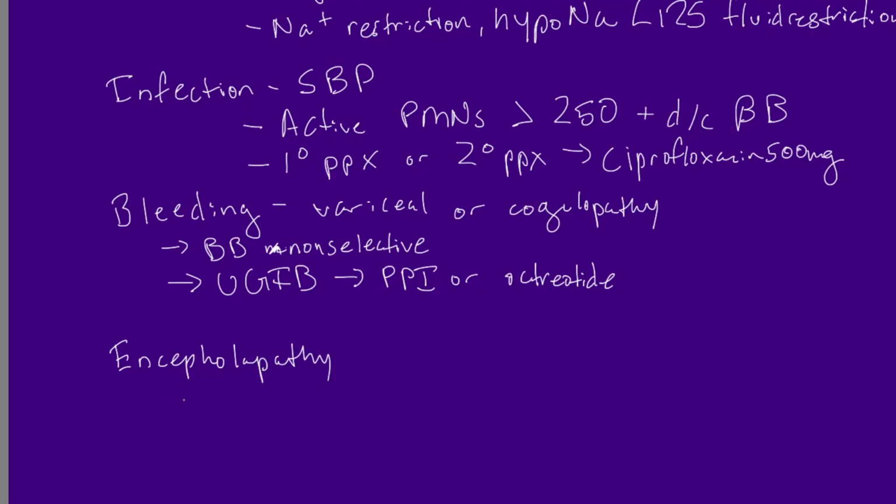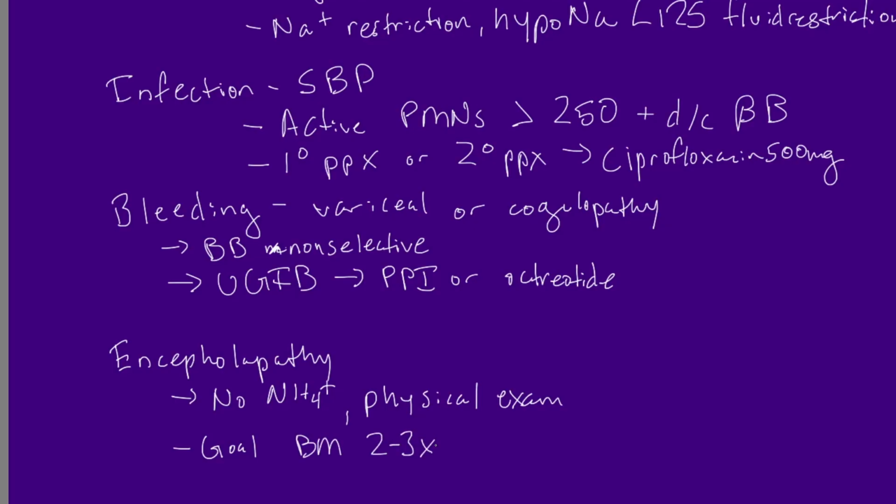And so we don't know. No one checks ammonia at my hospital, and I think all the data supports that. You really are just going off of the physical exam. So explain how they're altered, whether they have asterixis, anything like that. And then you want to give goal bowel movements, usually 2 to 3 times a day for lactulose. And then you just up-titrate the lactulose dose to get to those bowel movements.